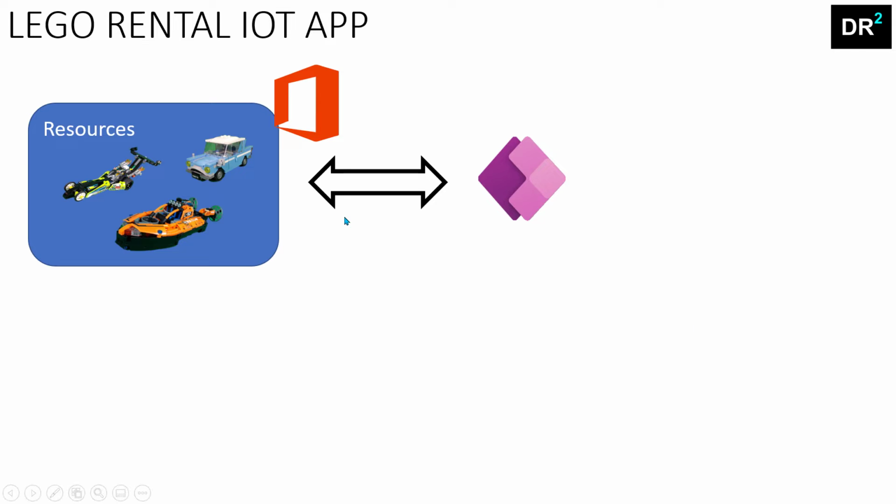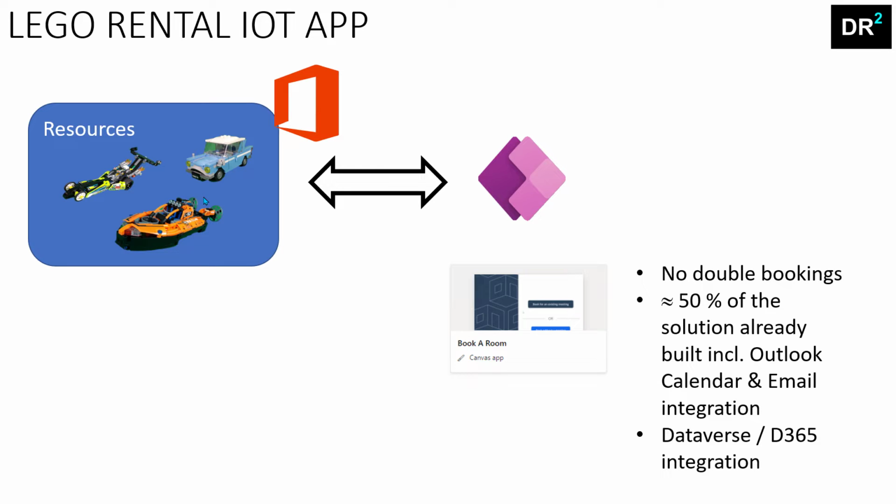These vehicles are then available in the Power App by making use of the standard template, book a room. If you open the Power App templates, you can find this standard app, book a room. Because I do not want to change many things, I just said, okay, these vehicles here, they are just dummy rooms. Why? Because 50% of the solution is already built if I just make use of that.